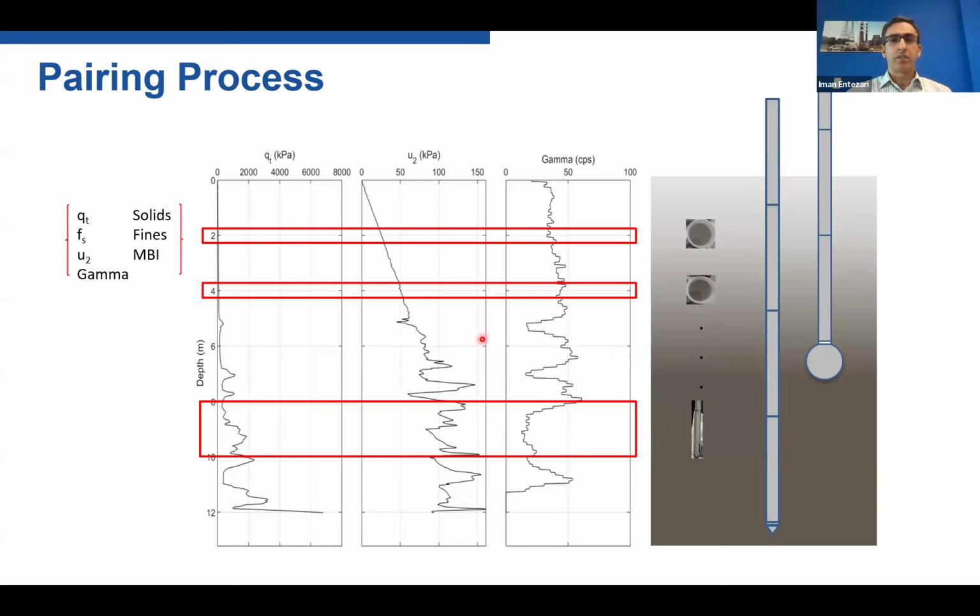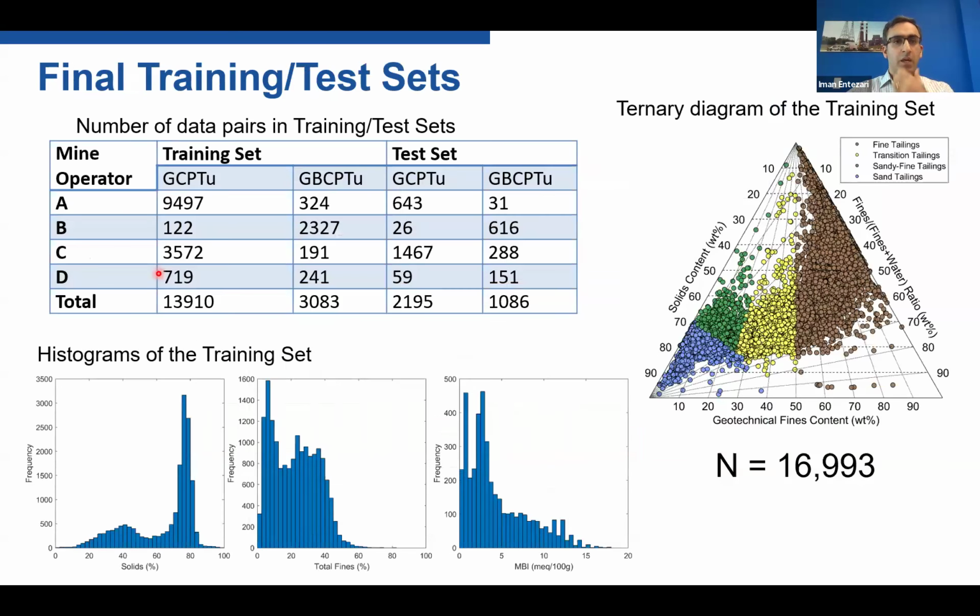Once we did the pairing, we know the CPT data, and we have solids, fines, and MBI from the lab analysis. Those are the 3 parameters that we try to estimate using a machine learning-based model and gamma CPT data. This shows some overall characteristics of the data set. We had about 17,000 paired gamma CPT and lab results.